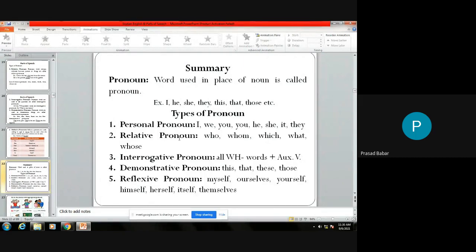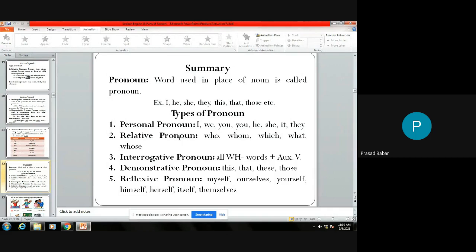The next type is reflexive pronoun. Reflexive pronouns are the words which are used to show subject and object the same. In a sentence, when subject and object come the same, then these are used.